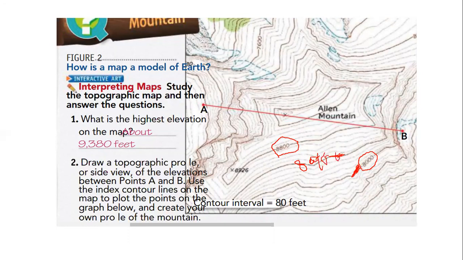Like this, 400. So by increasing 400, we go to the next index contour. We go up like this. He's asking here about the highest elevation. So to reach this index contour we add 400, so it will be 9,200. Get it? Then we add about 180. So the highest point is at 9,380 feet.